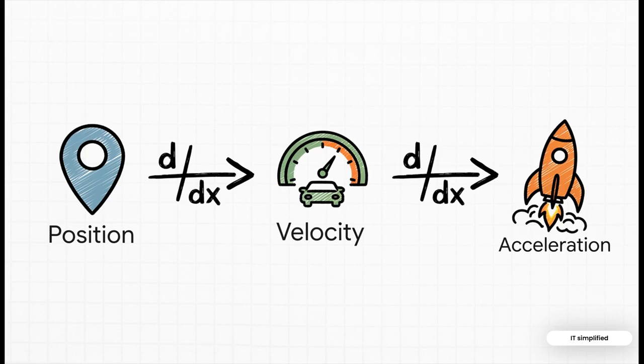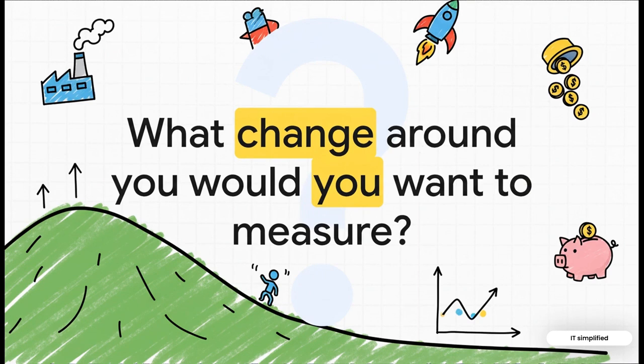And acceleration? That's just the derivative of your velocity. It's the rate of change of the rate of change. Calculus is literally the physics of movement. So from the slope of a hill to the peak of a company's profit curve, all the way to the acceleration of a rocket, the derivative is the hidden engine powering our understanding of a world that is always in motion. It really is the language of change. So the only question left is, what change in your world would you want to measure?